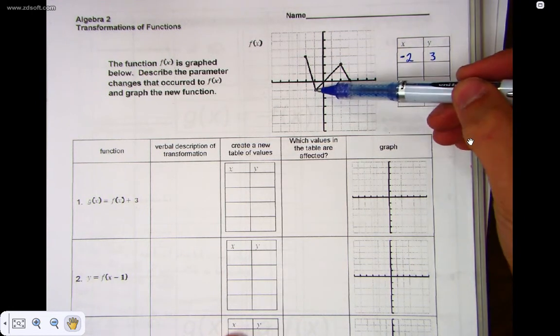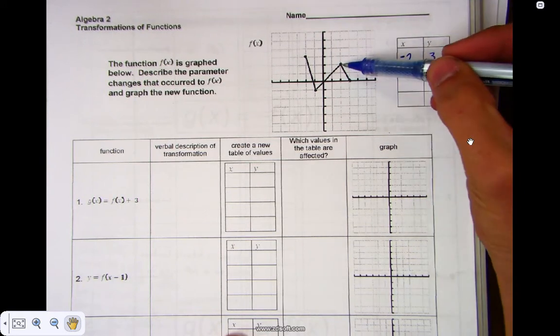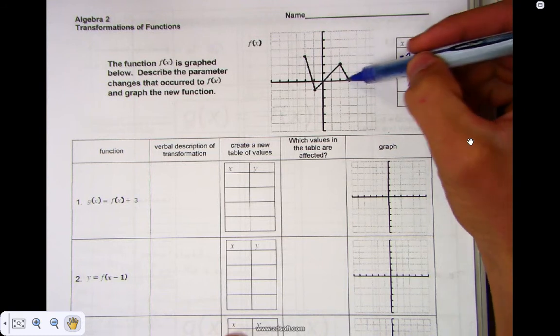This point's going to be -1, -1. This point's going to be 2, 2. And this point's going to be 3, 0.